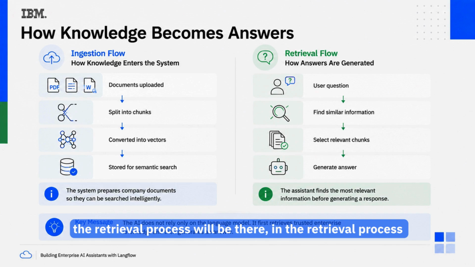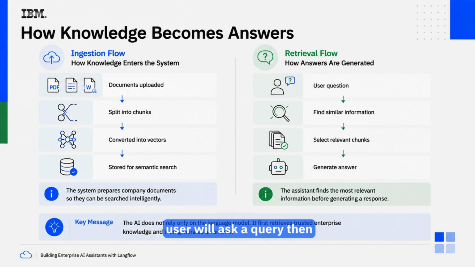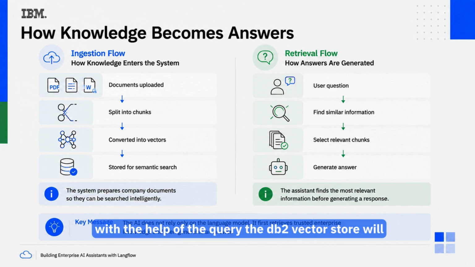Then the retrieval process will be there. In the retrieval process, the user will ask a query. Then with the help of the query, the Db2 Vector Store will search for the relevant information and provide the relevant chunks. With the help of that context, the LLM is able to generate the answer. So this is the complete ingestion and retrieval process you will be going through and understanding inside Langflow.